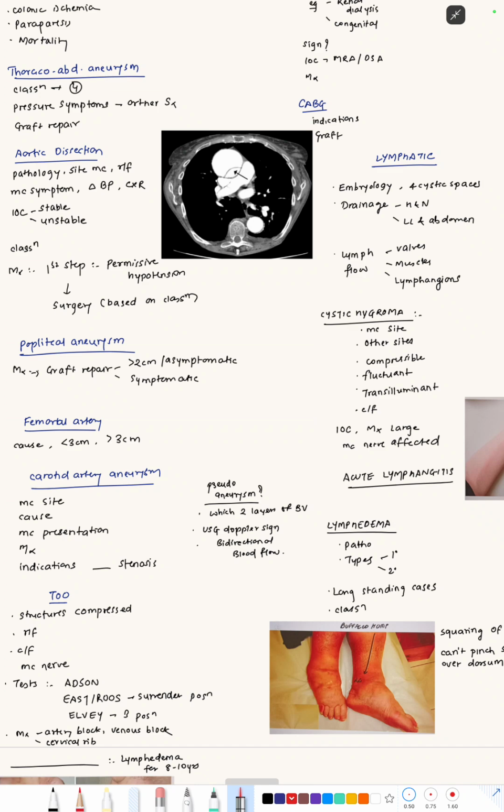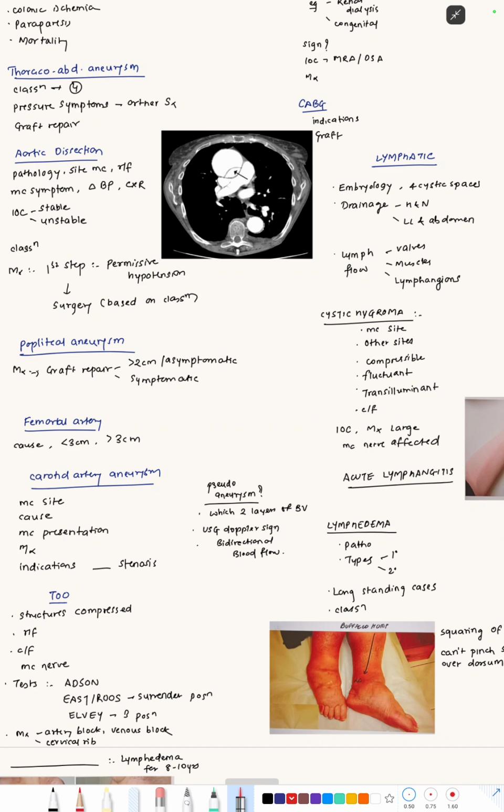Then the three position tests, where the first position is the arm abducted to 90 degrees with elbow flexed, and position 2 is active dorsiflexion of both the wrists. Positions 1 and 2 are used to elicit the ipsilateral symptoms. Now position 3 is where the head is tilted to both sides. This is done for eliciting the contralateral symptoms. Now Wright's test is also done.